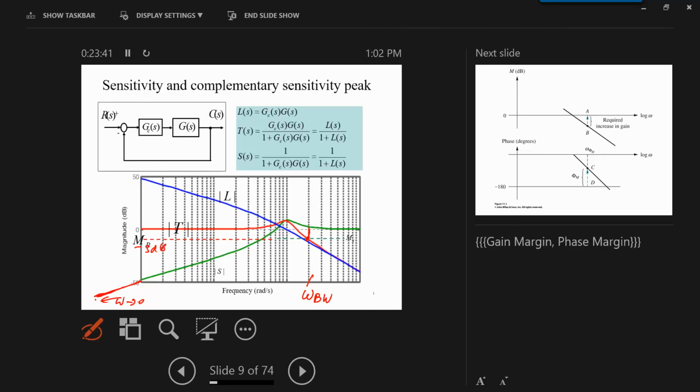But if the input frequency is around this value here, let's say this is 0.1, this is 1, and this is 10. If the frequency here is 4, this is the error. So we can see the error. It is probably around minus 20 dB, so it is 0.1. So it depends on the frequency; we'll see the error.